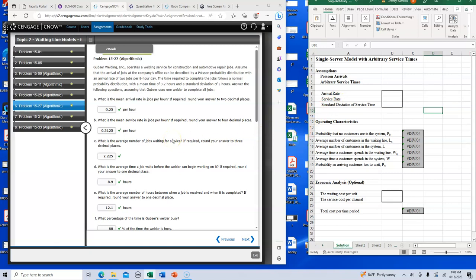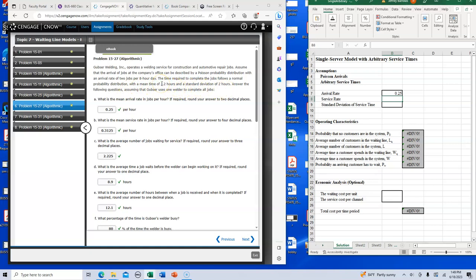But this problem starts just like all the others in the sense that we need to know the arrival and service rate. So I think there was something here that said, assume that the arrival of jobs at the company's office can be described by a Poisson distribution with an arrival rate of 2 jobs per 8-hour day. So 2 jobs per 8 hours, the arrival rate will be a quarter of a job per hour. And then the service rate says the time required to complete the jobs follows a normal probability distribution with a mean of 3.2 hours and a standard deviation of 2 hours.